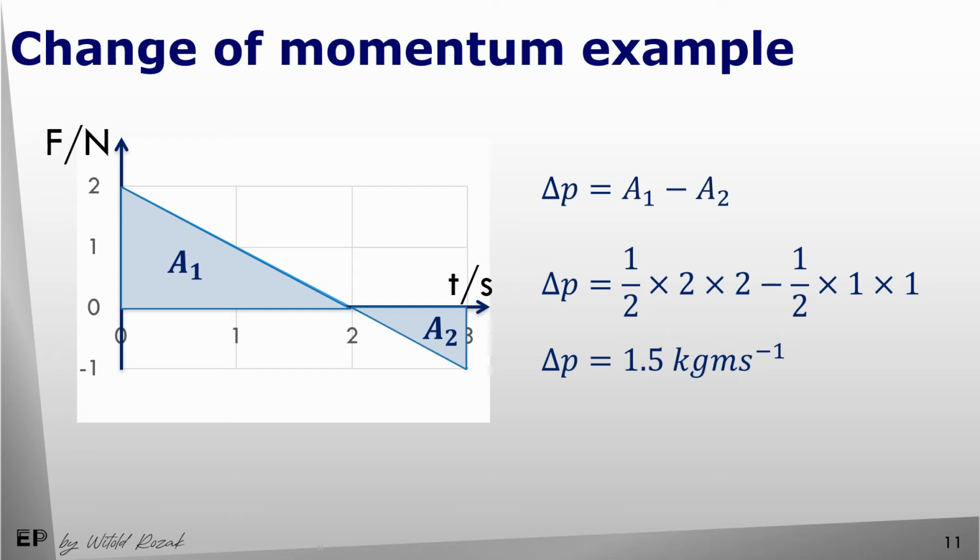This example shows this idea in practice. Notice that a part of the graph is below the time axis. In cases like this, the change of momentum represented by the area above the time axis, A1, should be treated as positive, and the change of momentum represented by the area below the time axis, A2, should be treated as negative. So total change of momentum in the first 3 seconds in this example is 1.5.